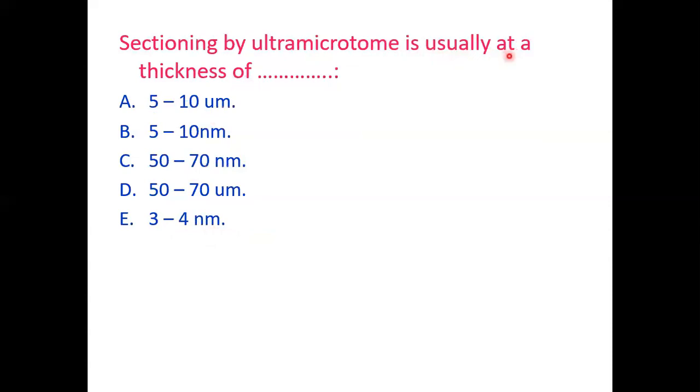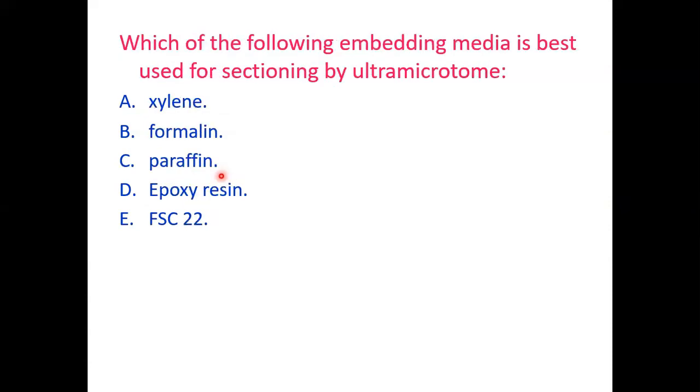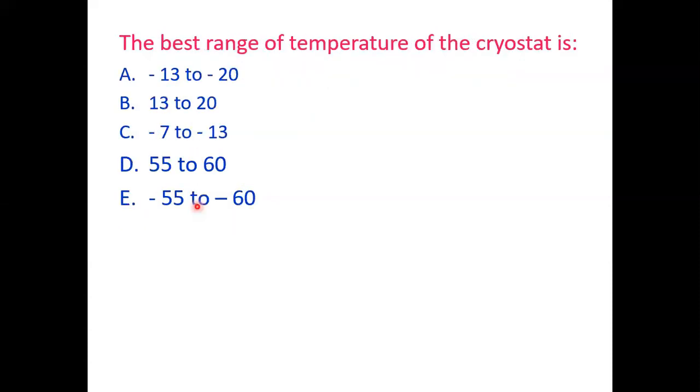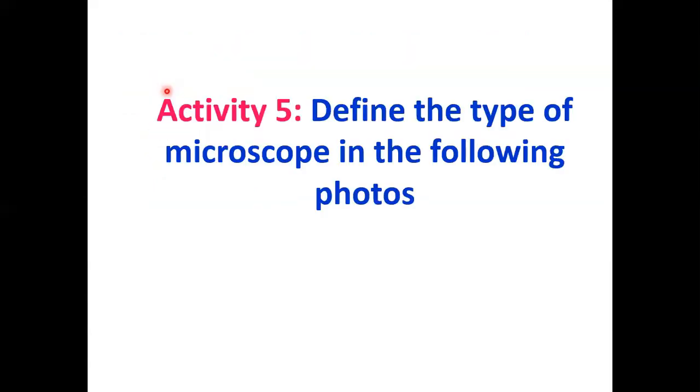Sectioning of the ultramicrotome is usually at a thickness of 50 to 70 nanometer. Don't forget the unit, please. Which of the following embedding media is best used for sectioning in the ultramicrotome? Yes, epoxy resin. The best range of temperature of the cryostat is number A, minus 13 to minus 20.